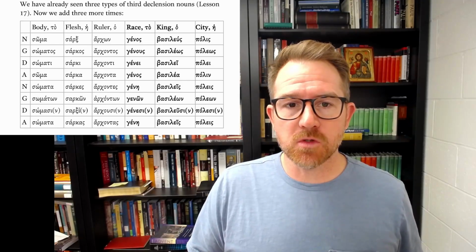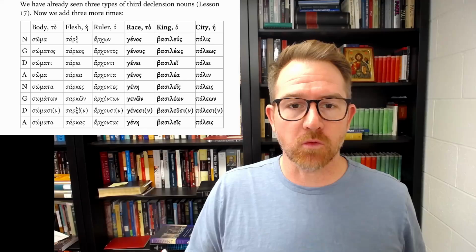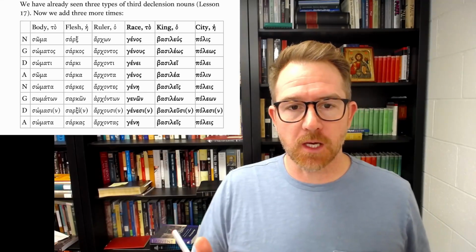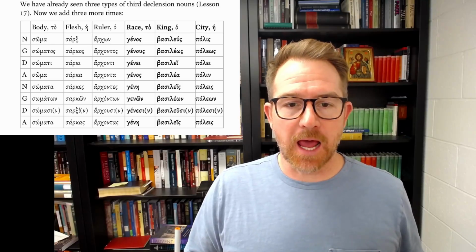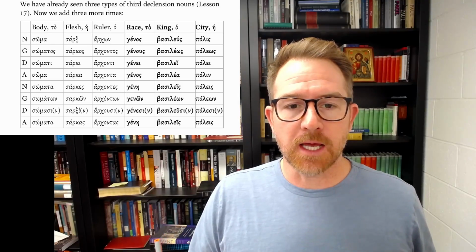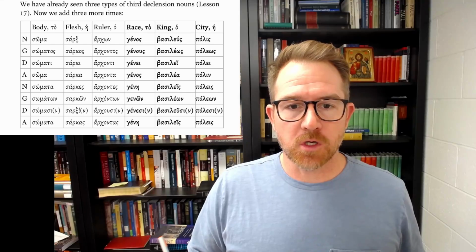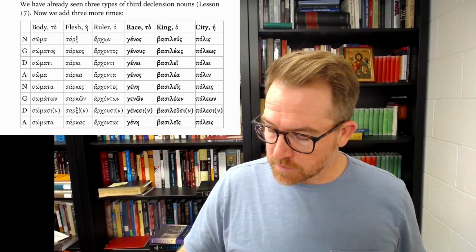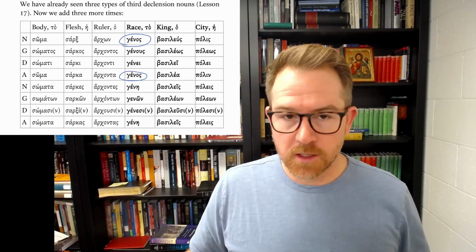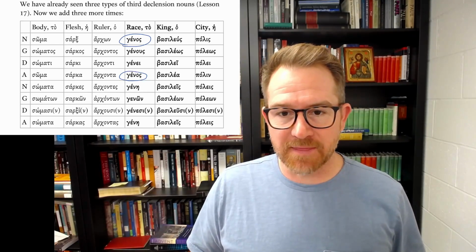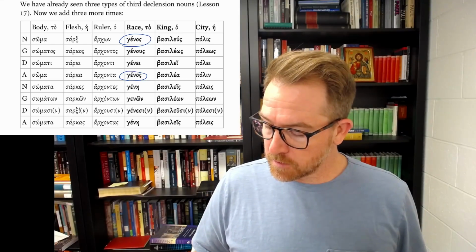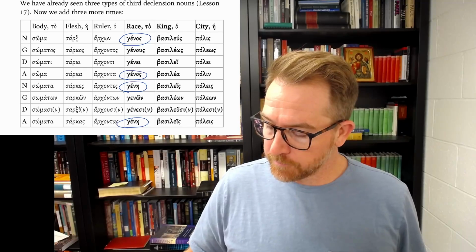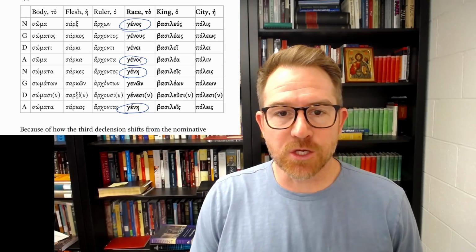Now we add this new set associated with the noun race, genos: genos, race, genus, gene, genos, gene, genon, genesin, gene. Notably, in these neuter third-declension nouns, you can see that the nominative and the accusative are the same, right? We come to expect that with these neuter nouns in the nominative and accusative, both in the singular as well as in the plural.